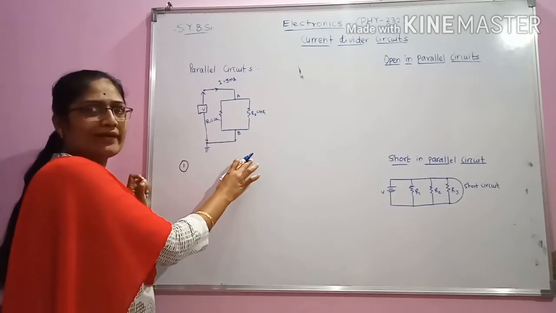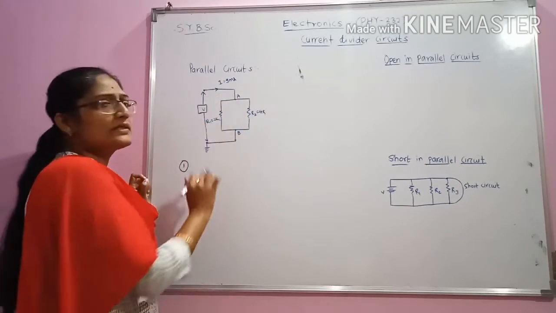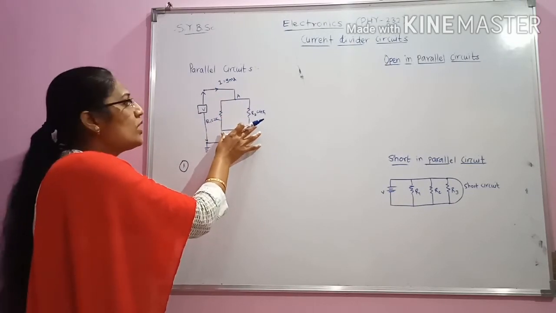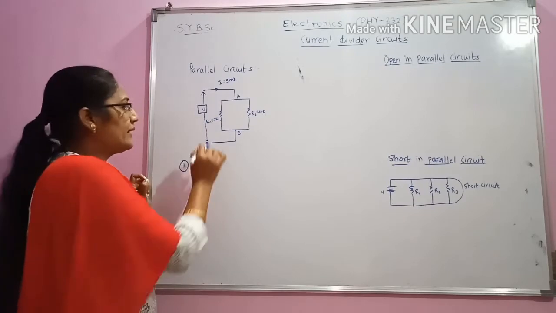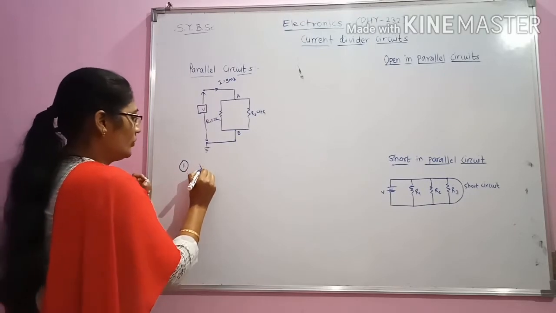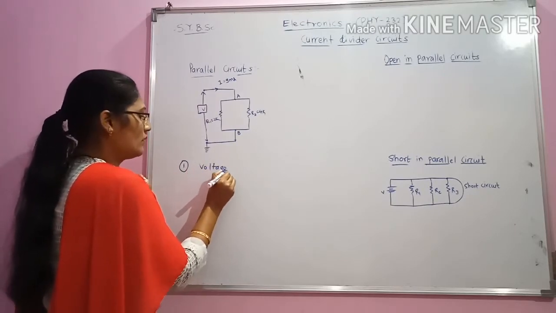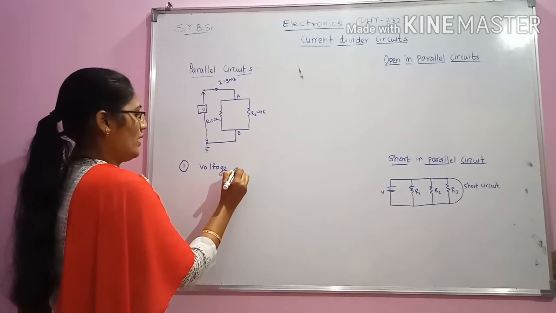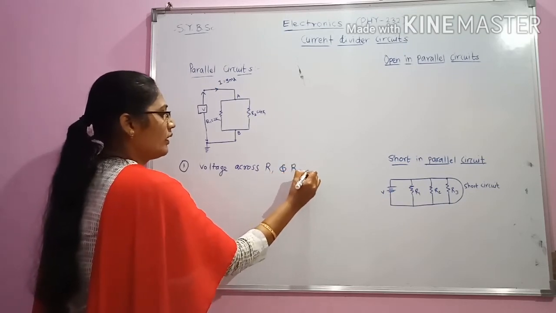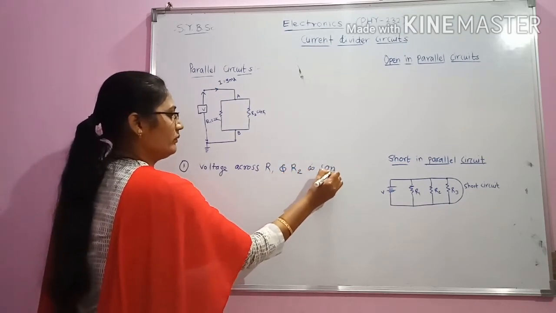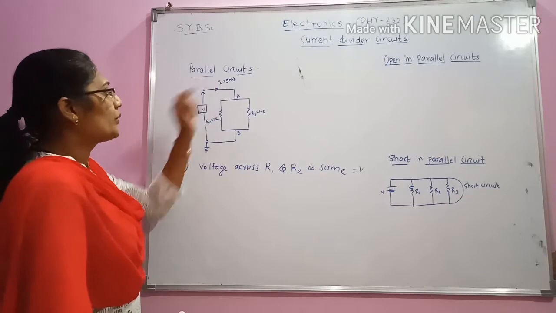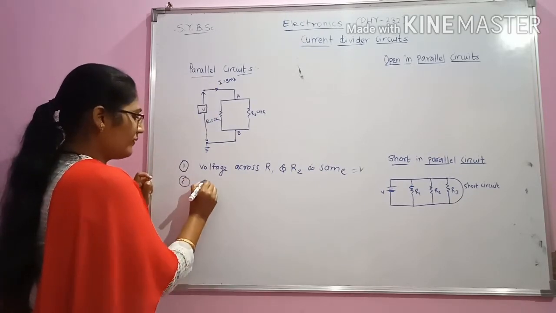Now what about the current value? The current which is applied is 9 milliampere, but as the current passes through this divider circuit, the current gets divided. In a parallel circuit, the first property is that the voltage across R1 and R2 is the same, and that is equal to the applied voltage V. And now what about the current? The current gets divided.